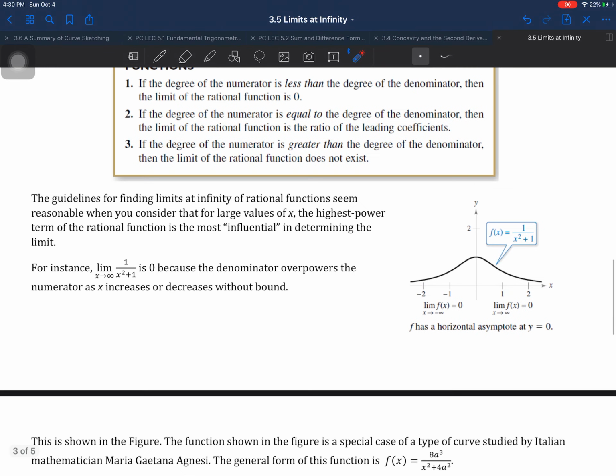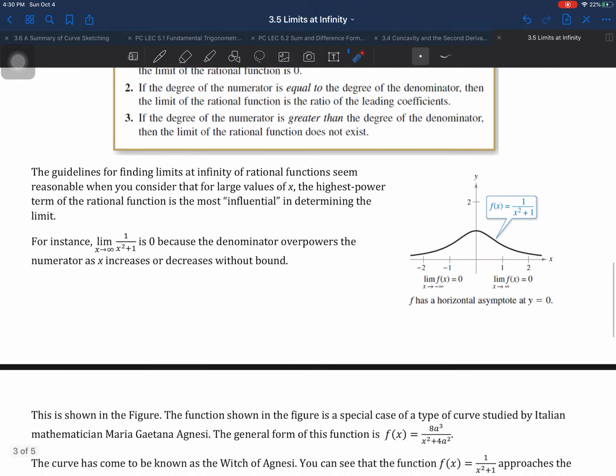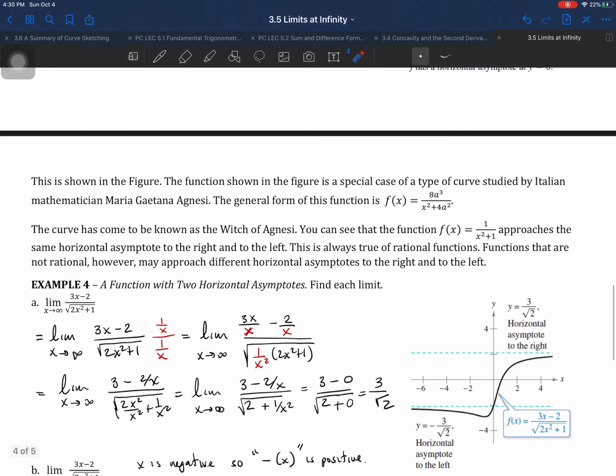So in this example, we can see that the highest degree of the top, for the constant, will be x to the 0. So the degree of the denominator is greater than the degree of the numerator. So therefore, the horizontal asymptote is going to be 0. There you go. And the limit is 0 as well.